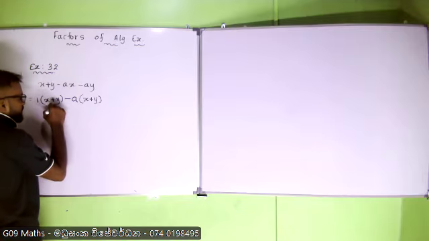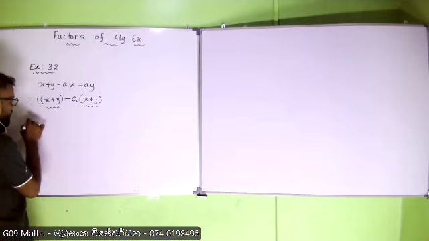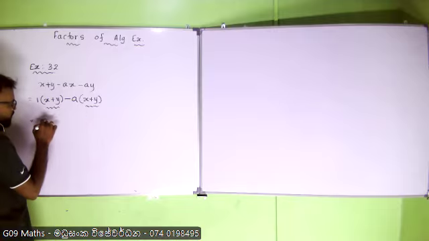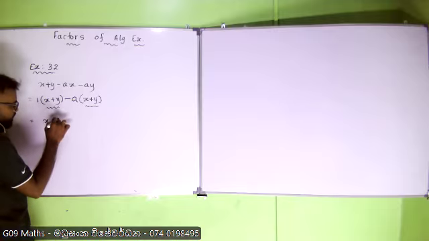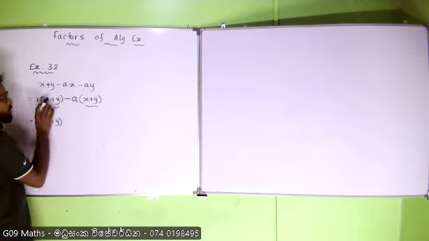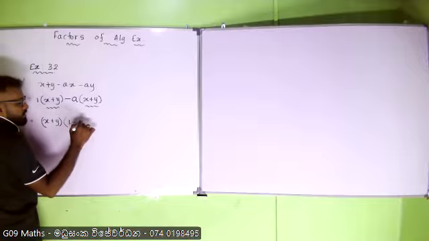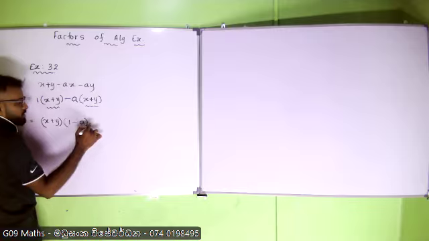Now, Buddha, you can see here x plus y and here x plus y common. Take the common term x plus y out. For a moment, forget x plus y, then write the rest: 1 minus a. This should be your answer.